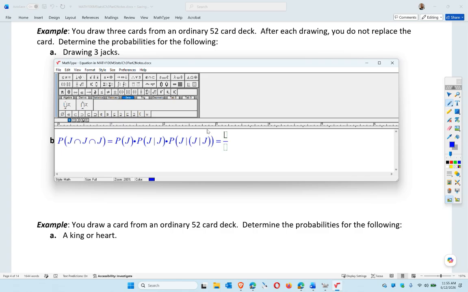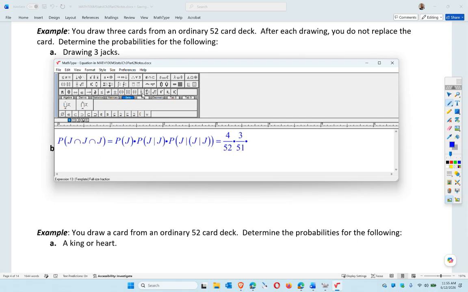On the first draw, there's 4 jacks in the deck. On the second draw, I've already drawn one. That's the condition, the event that already happened. There's 51 cards left and only 3 jacks. And then the third draw, there's obviously 50 cards left and only 2 jacks left in the deck. So that's going to give me 4 times 3 times 2, which is 24, over 132,600, which are dependent events. All three are, well, the second two are dependent on the first one, essentially.